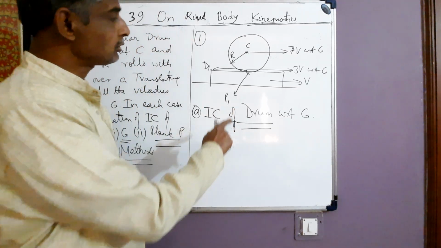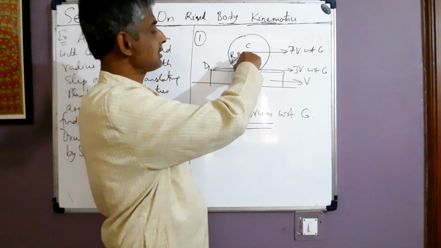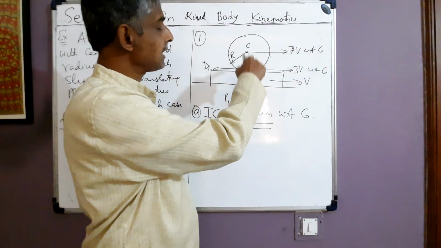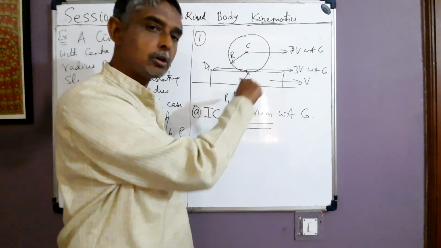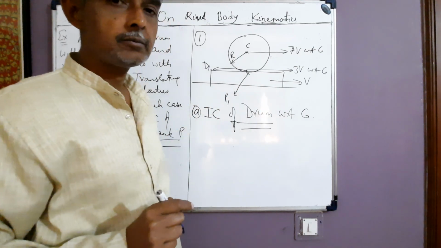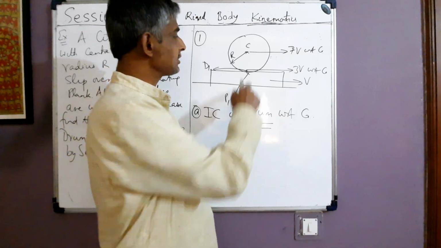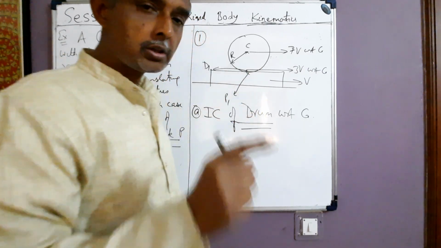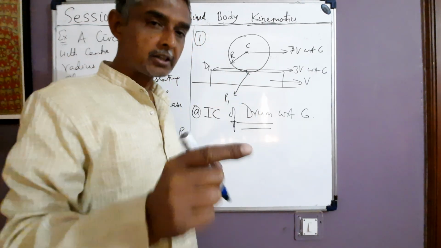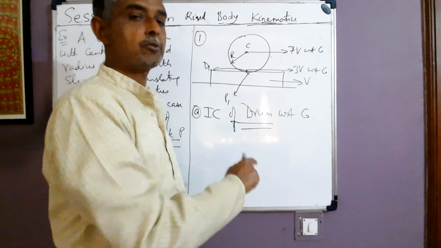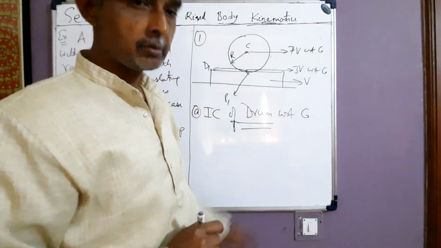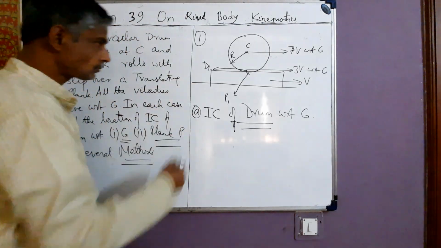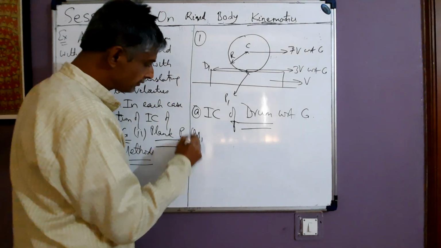But before that we must note that if we have to determine the IC of drum with respect to ground, then all the velocities and angular velocities appearing in the calculation must be taken with respect to ground frame. All these velocities are already given with respect to ground frame. So I'll solve this by method 1 first.